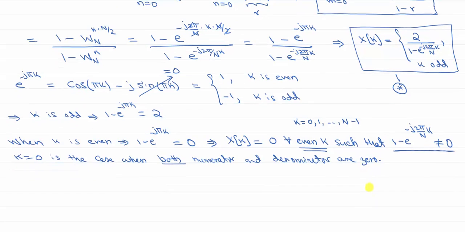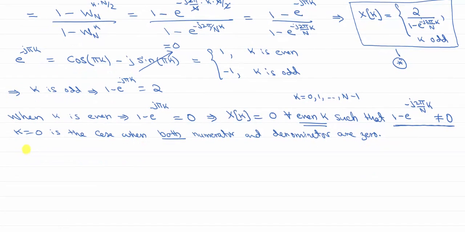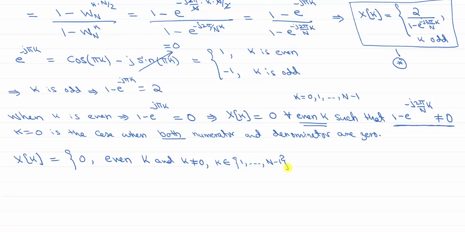Okay, so when k is not equal to 0, what we find out is x of k equals 0 for even k, and k is not equal to 0, and k is between 1 up to n minus 1. Okay, so this is my second case.